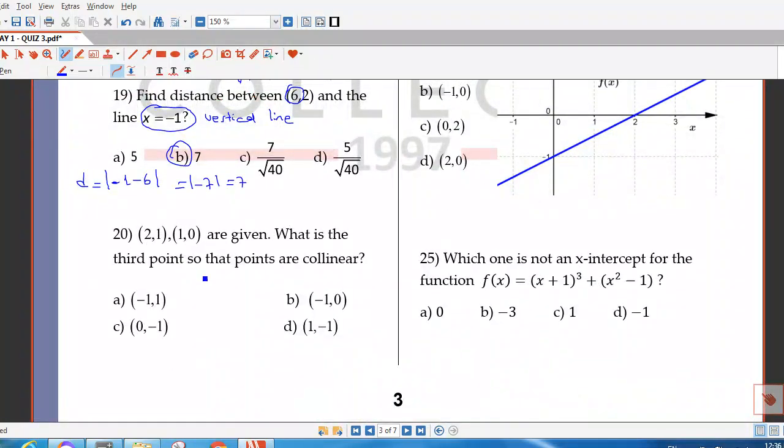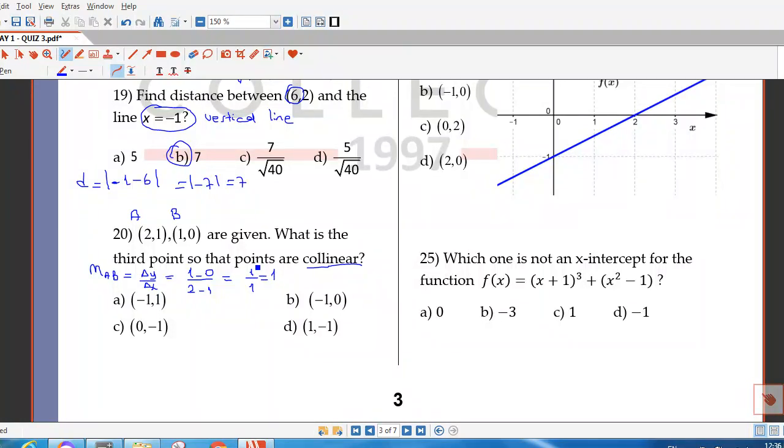Question 20, 2 points are given. Our question is what should be the third point to be collinear. Collinear points are points on the same line, so the slopes 2 by 2 will be the same. Let me call my points A and B, and let me find the slope of the line given from the points. Delta y over delta x, so change in y over change in x, which is going to be 1.